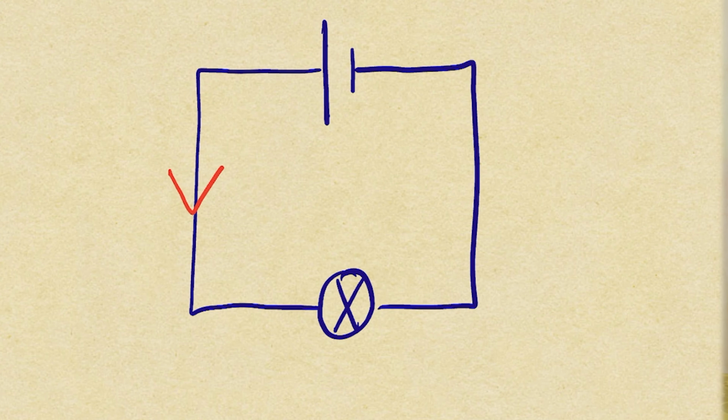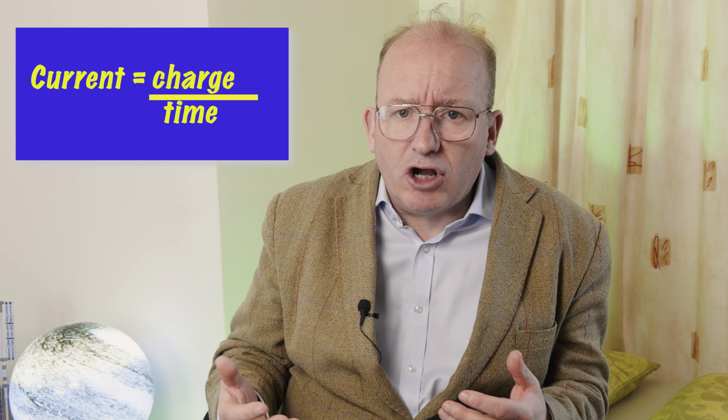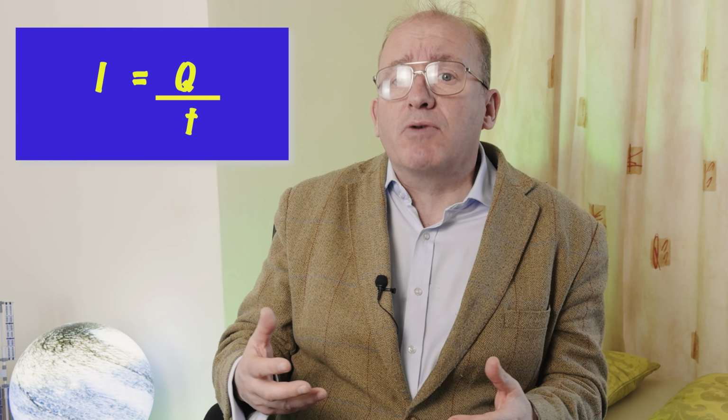Current is the rate of flow of charge, or the amount of charge per second. Look at this circuit. We have a current of 3 amps flowing from the cell to the lamp. This means that 3 coulombs of charge are flowing every second. In equation form, it looks like this. Current equals charge over time, or I equals Q over T. Let's use this equation in a couple of examples.